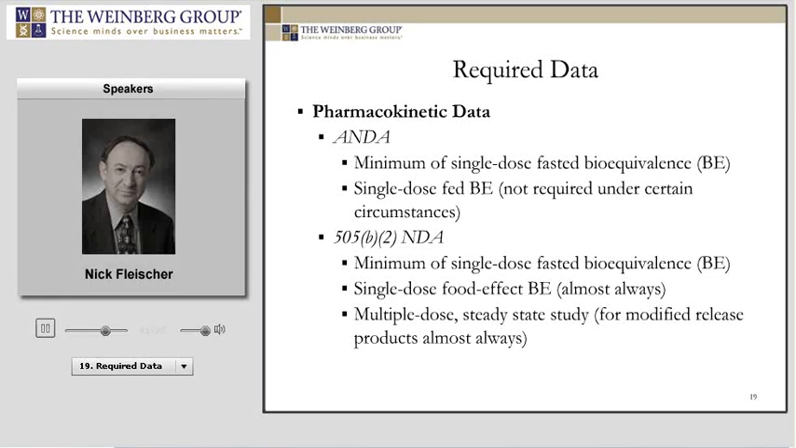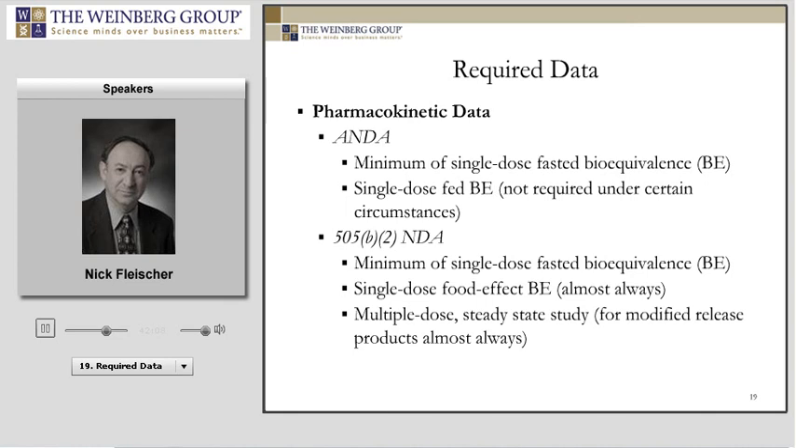As far as pharmacokinetic data, in an ANDA, it's a minimum of a single-dose fasted bioequivalence trial. Now, this is assuming that pharmacokinetics or blood level studies are amenable. If not, there are other pathways like a clinical endpoint bioequivalence trial, and that would be the requirement. But for pharmacokinetic purposes, it would be a single-dose fasted bioequivalence trial. In most cases, also a single-dose fed bioequivalence trial, but there are certain situations where FDA does not require a food effect study for an ANDA.